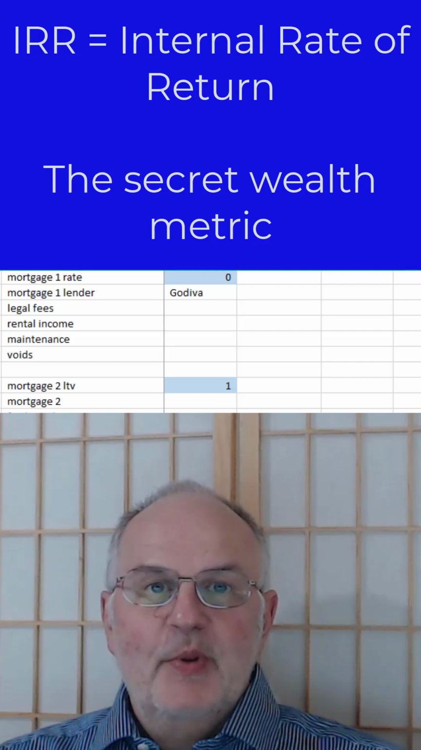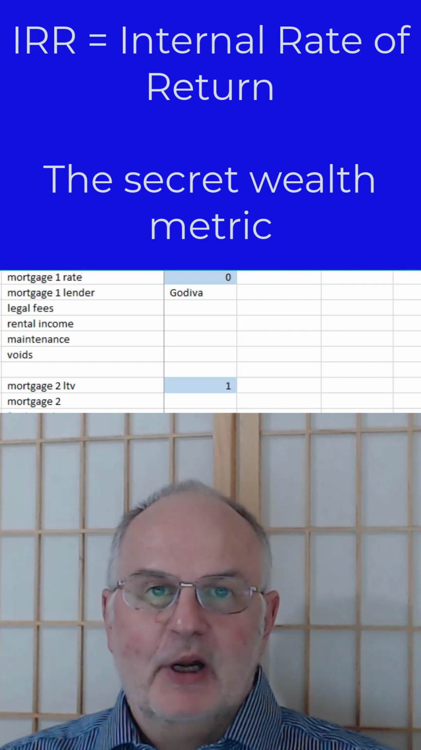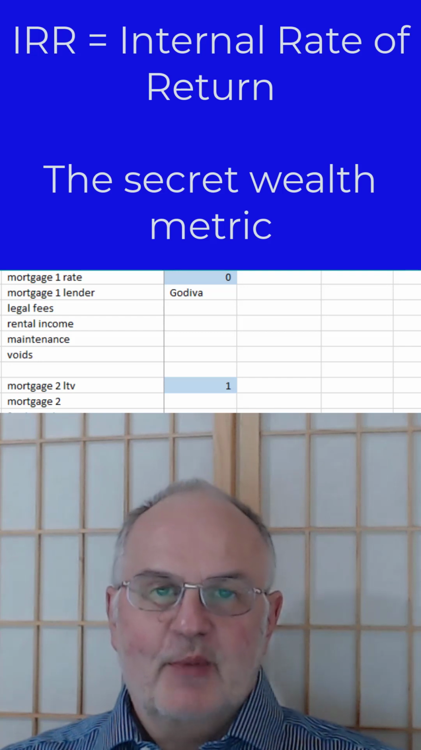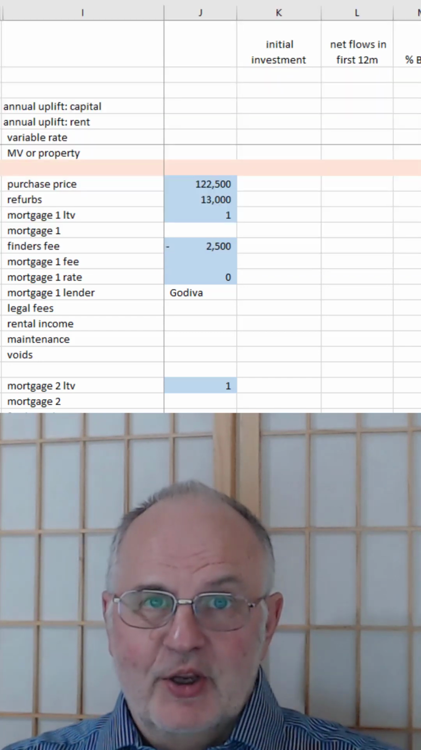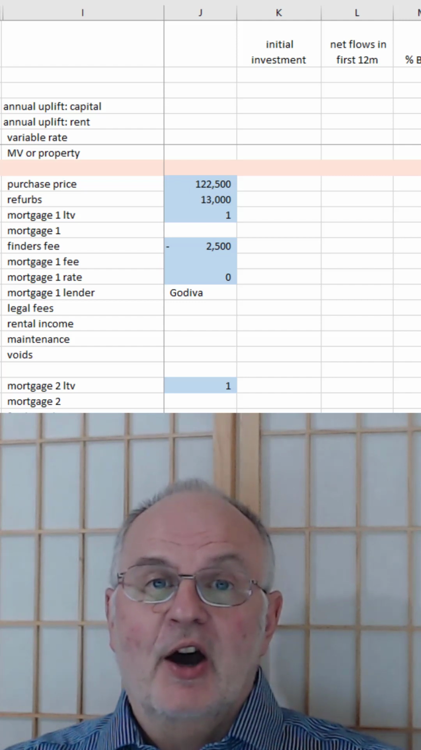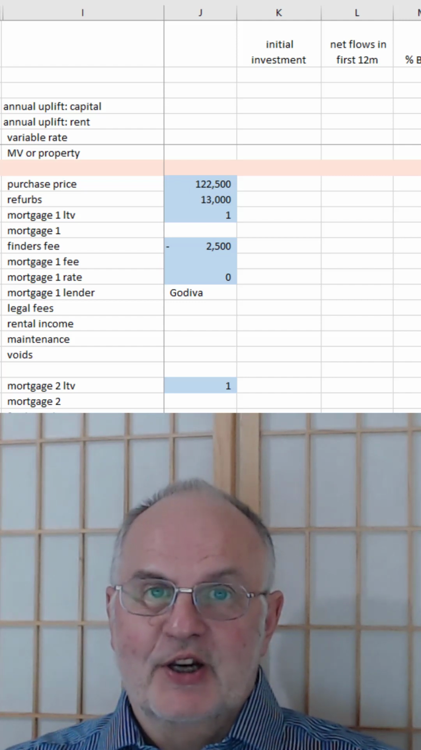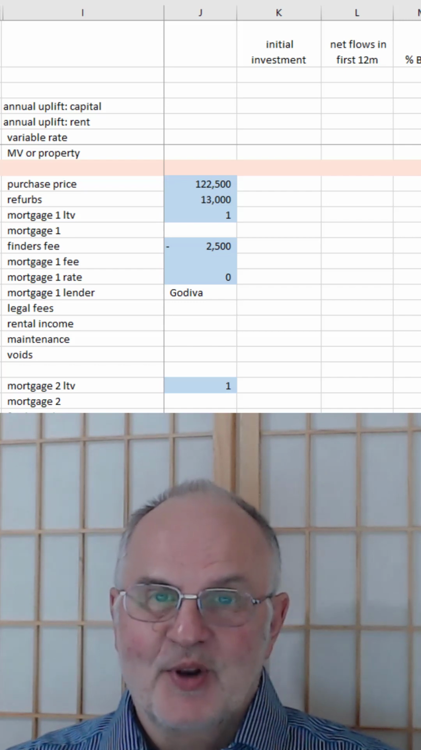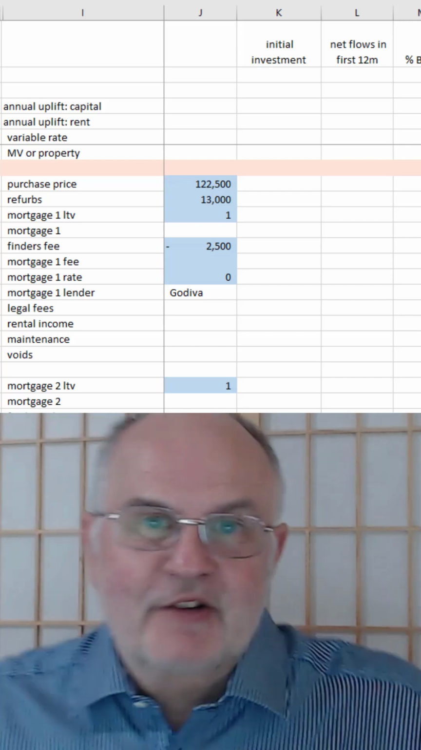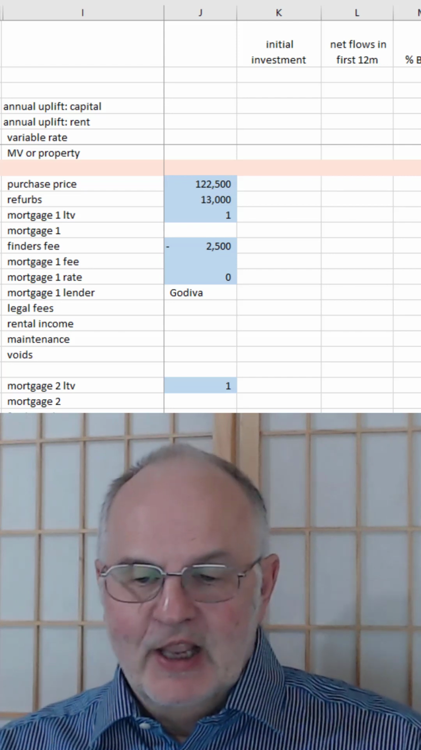Hi there. So you've probably heard about return on capital employed and use that in your investment decisions, but there's a much better metric you can use, which is called IRR, internal rate of return. A lot of people don't understand this at all, but it is incredibly important and incredibly useful. So I just want to illustrate it today.